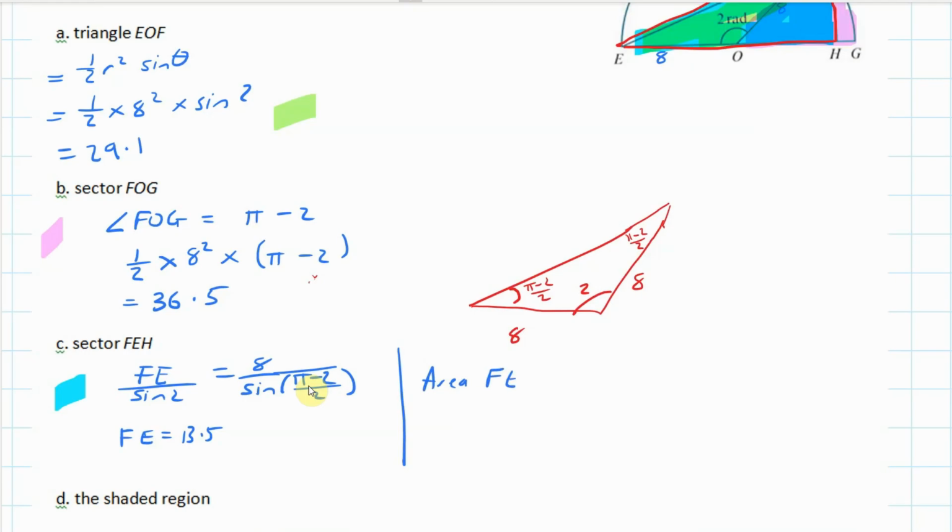So the area of the sector of FEH is equal to half r squared theta. Now we know what theta is. We've just worked it out. That's the theta. And we know what r squared is. That's this bit here. So we're going to go half times r squared, which is 13.5, although I'm going to use my unrounded number, times pi minus 2 over 2. And when I do this, I'm going to calculate it. I'm getting 51.7, and I'm going to save that as well.